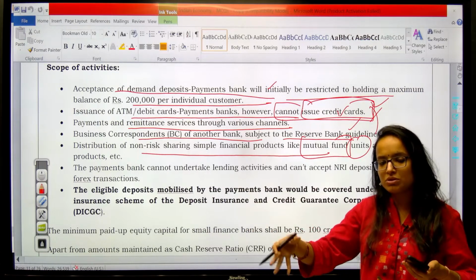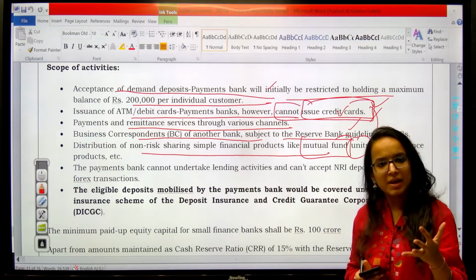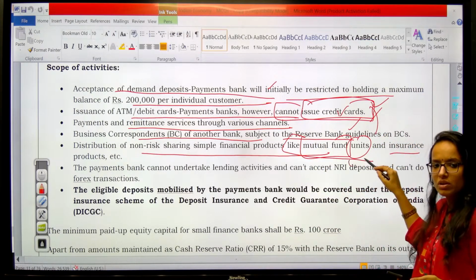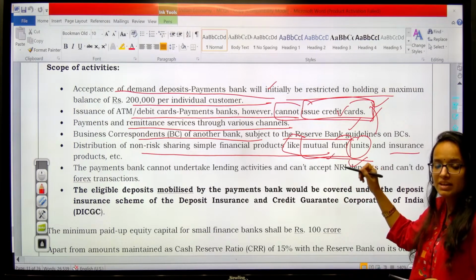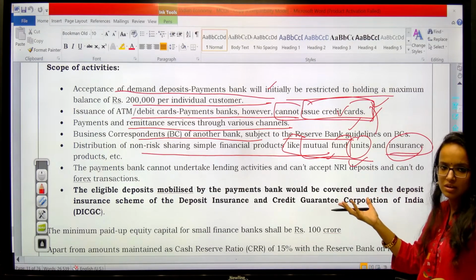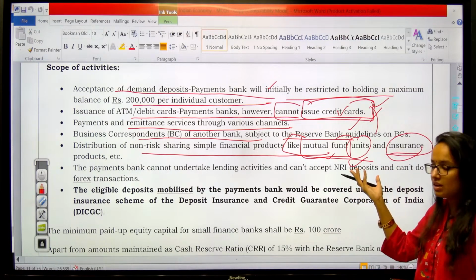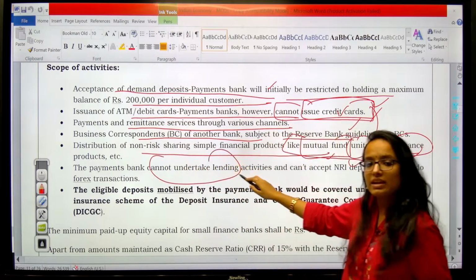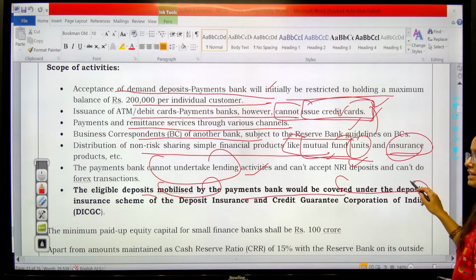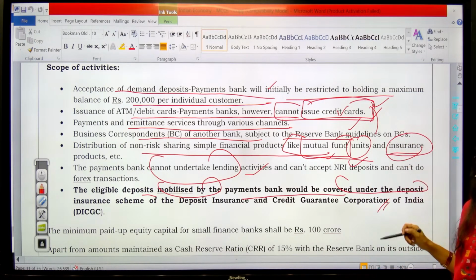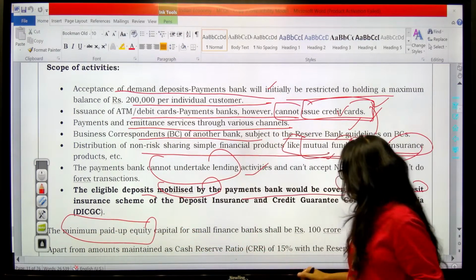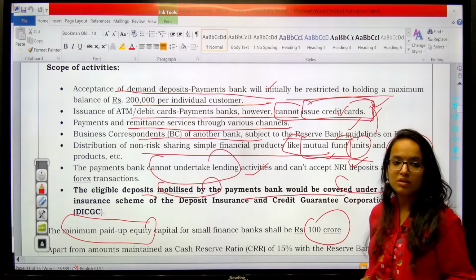When I say product line, you need to understand product line means the services offered by the bank or the financial institute. They can have these products. Mutual funds, not issuing, they can purchase the mutual funds, they can invest in mutual funds, insurance products, all these things, because as you know, they are of lesser risk, right? So these are allowed. Payment bank cannot undertake lending activities specifically, and the eligible deposits mobilized by the payment bank would be covered under the DICGC. It is covered, so that's why that statement was wrong. And the minimum paid up equity here is your 100 crores for payment bank.